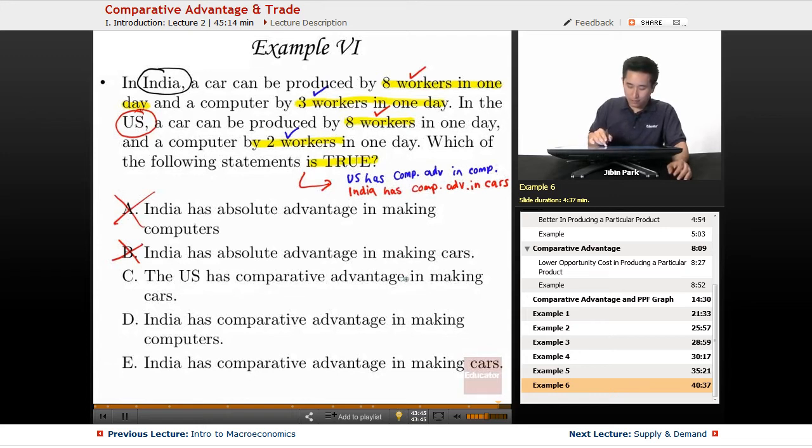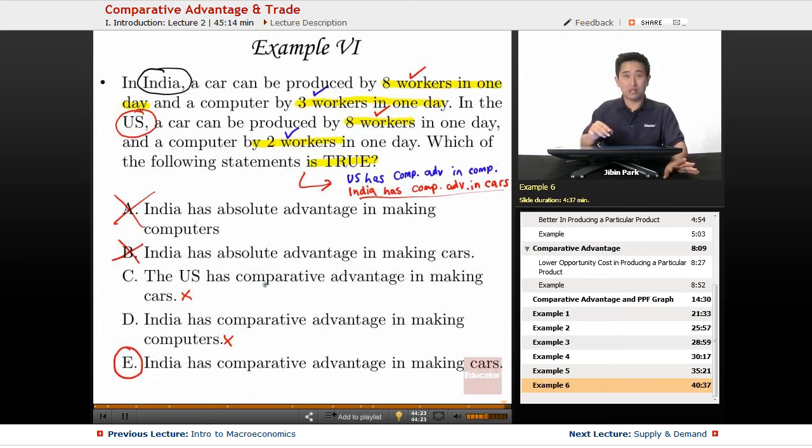The US has comparative advantage in making cars. Well, here I have the US has comparative advantage in making computers, so this is going to be wrong here. But let's say hypothetically I made a mistake, and initially I actually did make a mistake. So maybe you do want to X it out, but put a weak X right here. India has comparative advantage in making computers. Well, India has comparative advantage in making cars, and this is computers, so this is wrong. But again, I'm going to put another weak X on that. And then finally, India has comparative advantage in making cars, which is what I have right here, and therefore that is the correct answer here.